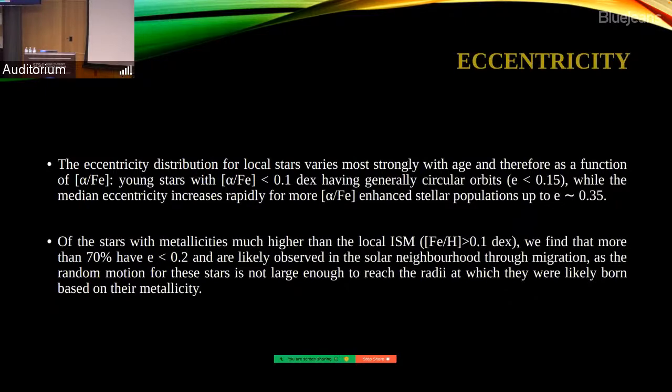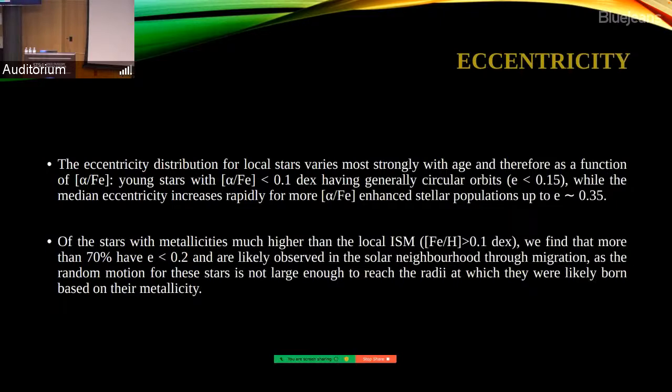Young stars with low alpha abundance tend to have circular orbits, that is, eccentricity less than 0.15, while older stars with higher alpha abundance tend to have more elliptical orbits with eccentricity around 0.35. So the higher alpha abundance and higher eccentricity of older stars with lower angular momentum suggests that they originated from the inner part of the galaxy.